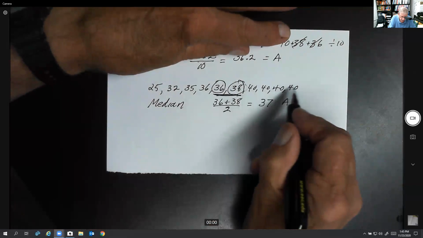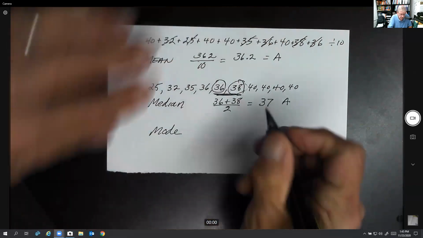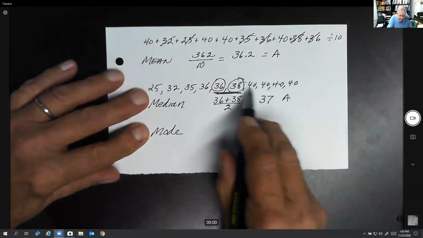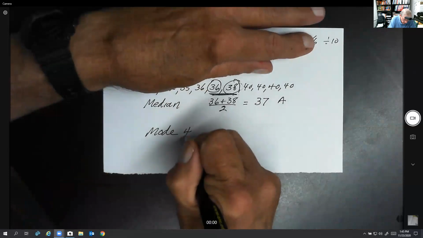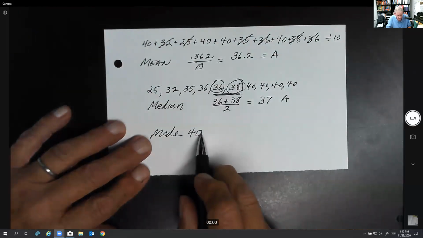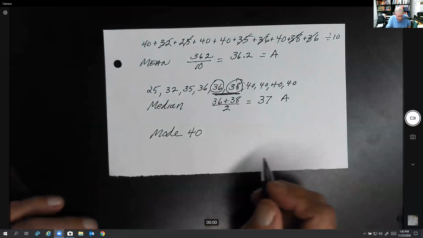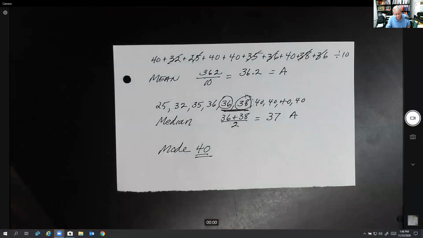40, 40, 40, 40. So the mode, and we could either look at it this way or this way. This is a little quicker, how we can see all those 40s. The mode is 40. Don't write down 36 because it only happened twice. This happened 4 times. You don't have to put down how many times. You just put down the number 40.